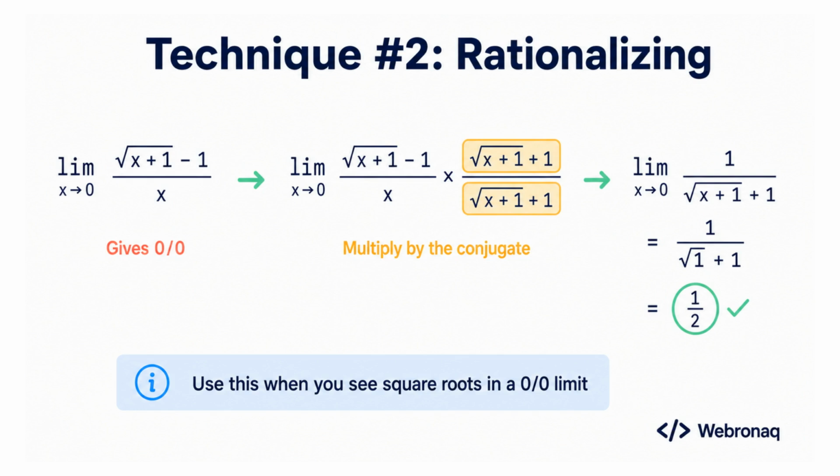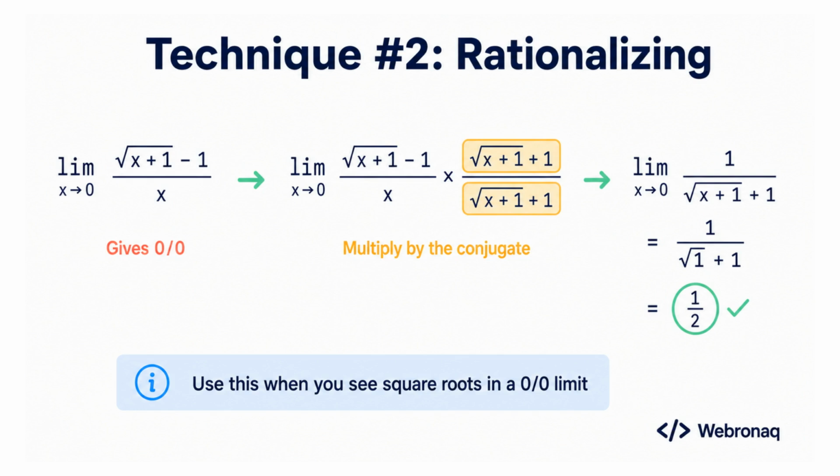Use this one when you see a square root sitting inside a 0 over 0 limit. Look at this expression: the limit of root x plus 1 minus 1, divided by x, as x approaches 0. If you plug in 0, root 1 is 1, minus 1 is 0 on top, and 0 on the bottom. Classic 0 over 0. Factoring won't help here because of that square root. So we use a different trick.